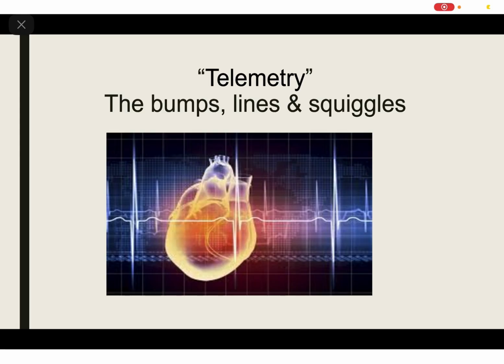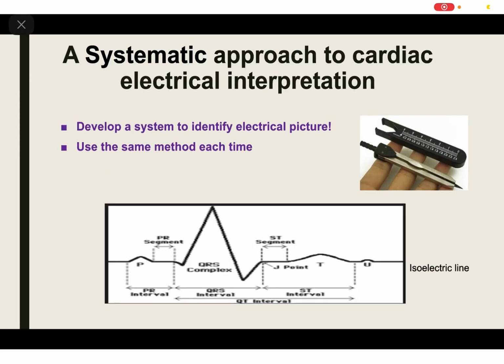All right, so now going into more telemetry, okay? So let's start with the process by which we are going to look at these. We have our isoelectric line, which is the very flat line on the EKG that is constant, okay? That's the isoelectric line. All right, diving back into it, going through the diagnostics of being able to interpret your ECG, develop a system to identify your electrical picture.